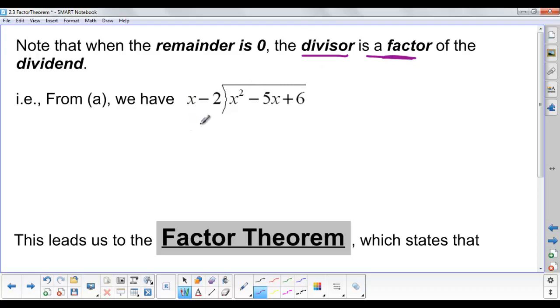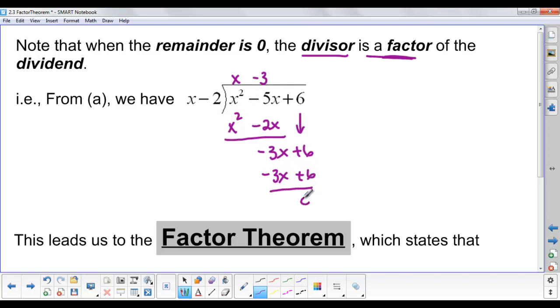Okay, so let's take example A and let's go ahead and do the long division. So if we went ahead and did that, we know that x minus 2 is going to divide evenly into our dividend. So x into x squared. So x times x gives us x squared, x times negative 2. And we do the subtraction, so negative 5 take away negative 2. Bring down the 6. x into negative 3x, well, we need a negative 3. And we multiply. And we end up with 0.